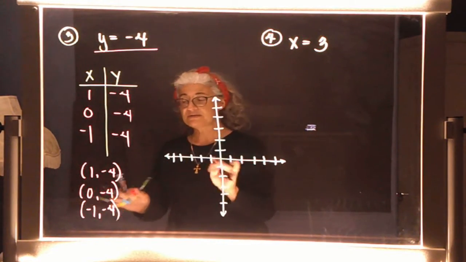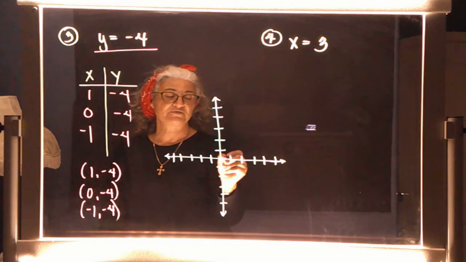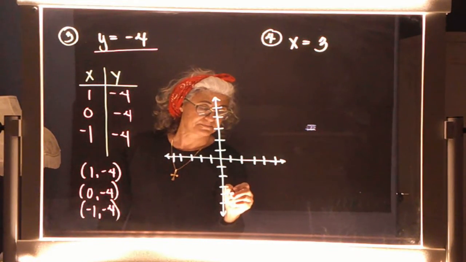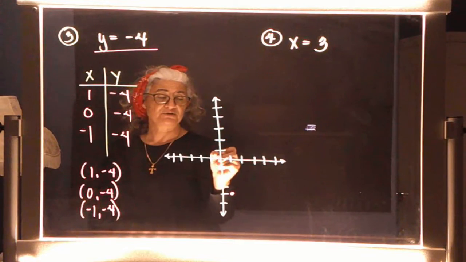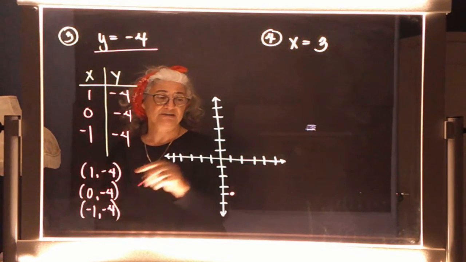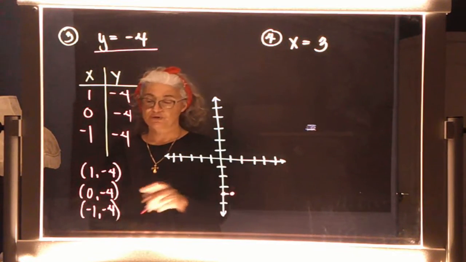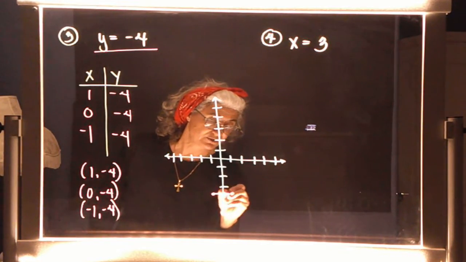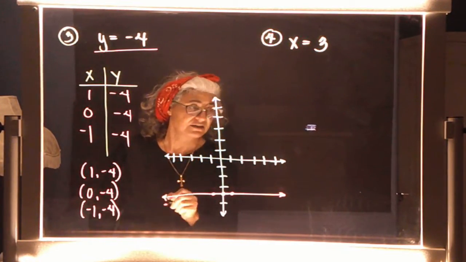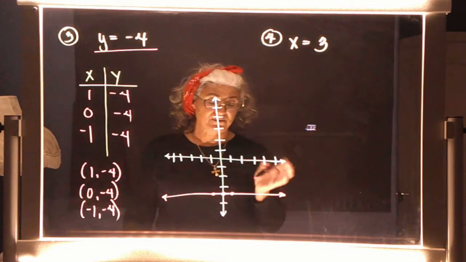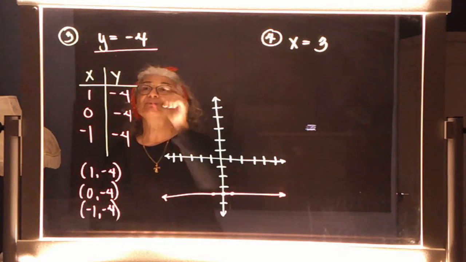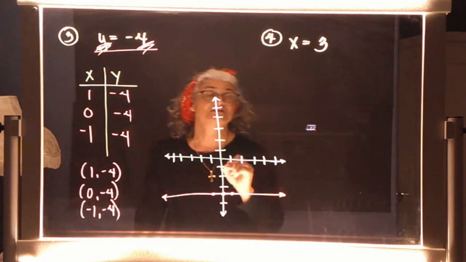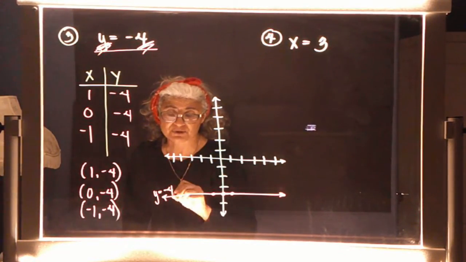So when I plot these points, I start at the origin, very good, 1 space to the right, and then 4 down, don't I? The second point, start at the origin, good, don't go left or right, correct? Just go 4 down. Got it. What about this third point? Good, start at the origin, go 1 left and 4 down. And when I do this, I end up with a horizontal line, don't I? And the horizontal line passes through the y-axis, and it passes through the number -4. Got it? This is the equation y equals -4.